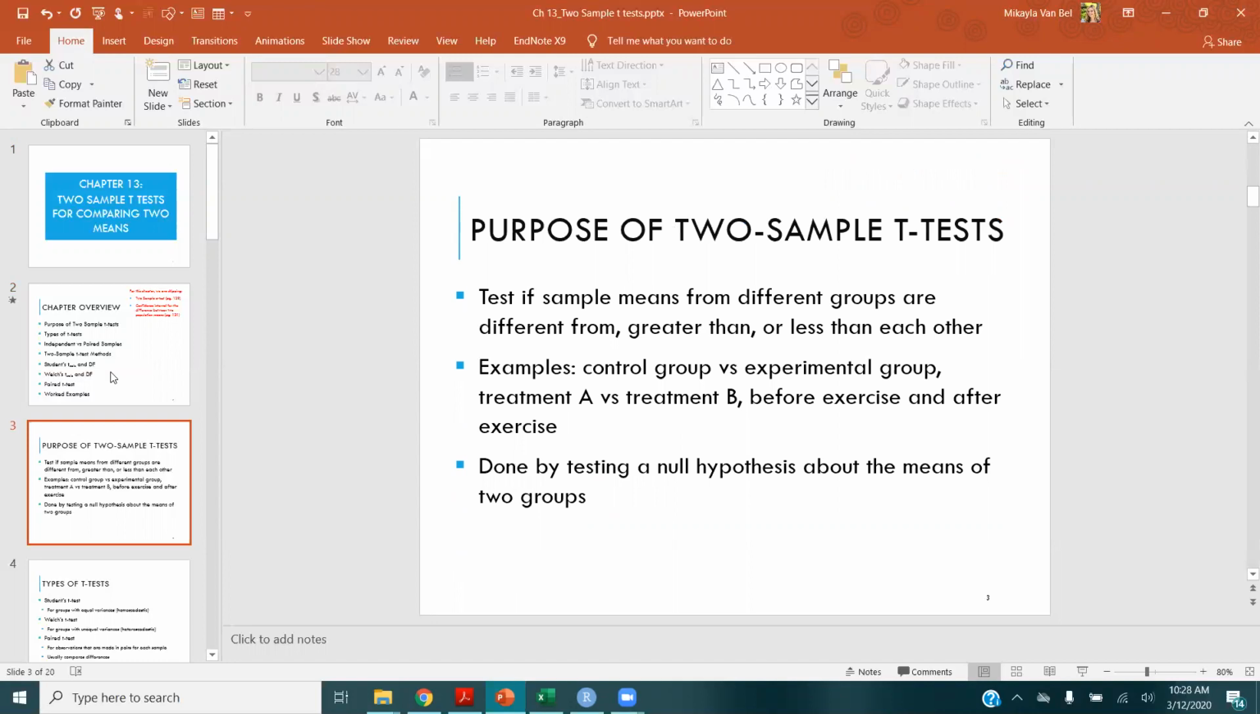What is the purpose of a two sample t-test? Well, it's to test if sample means from different groups are different from each other, greater than or less than each other based on our interest in the experiment or research project. Some examples are a control group versus an experimental group, a treatment A versus treatment B, before and after exercise. And this test is done by testing a null hypothesis about the means of the two groups, just the same as a one sample t-test.